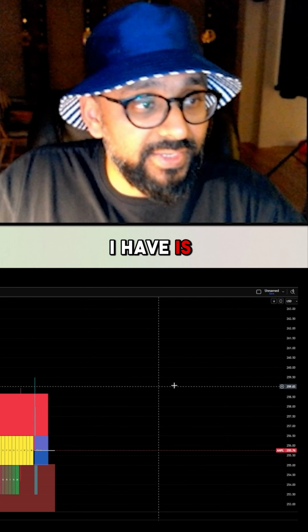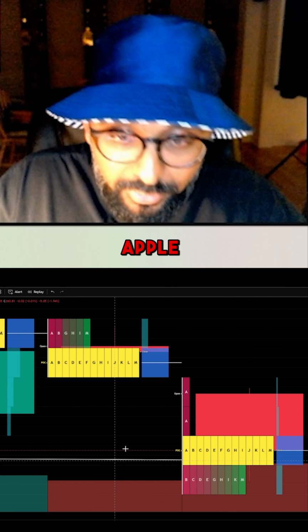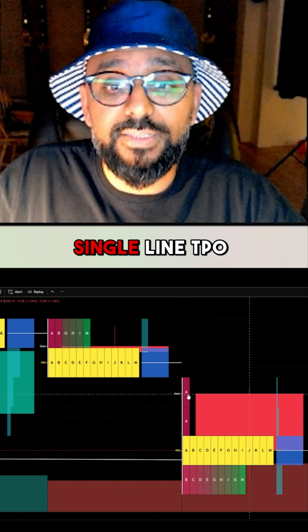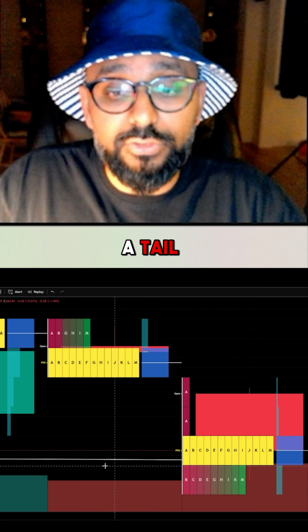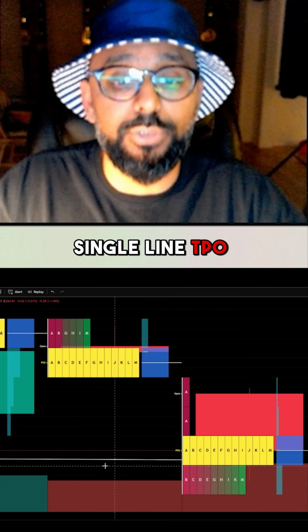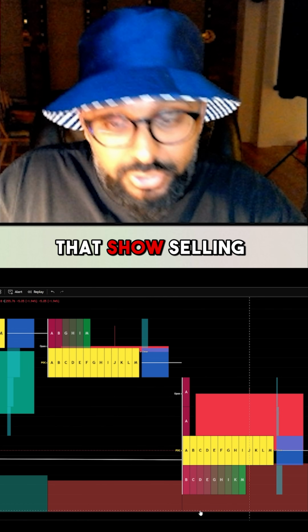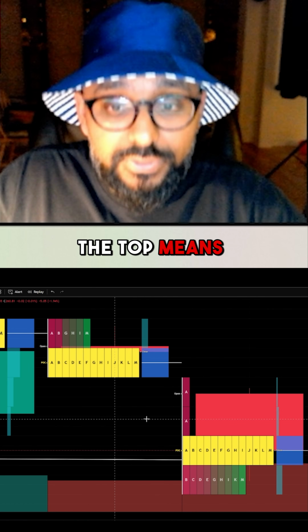The next stock I have is Apple. When you look at the market profile for Apple, you'll see a tail at the top. I know it's a tail because there are two single line TPO prints. For it to be considered a tail, you need 2 or more single line TPO prints. That's a selling tail. It shows buyer exhaustion. There are no tails at the bottom that show selling exhaustion. So a tail at the top means buyer exhaustion.